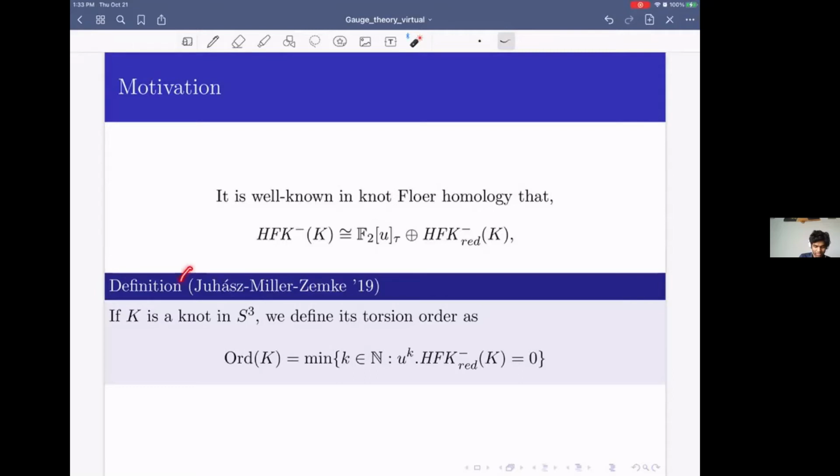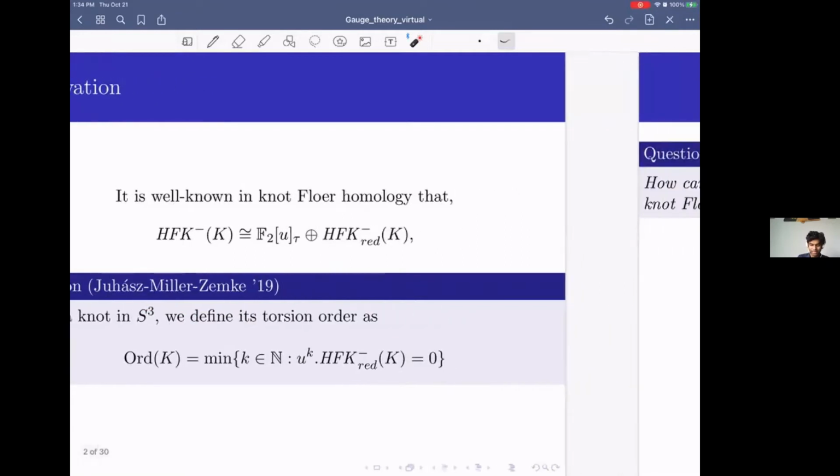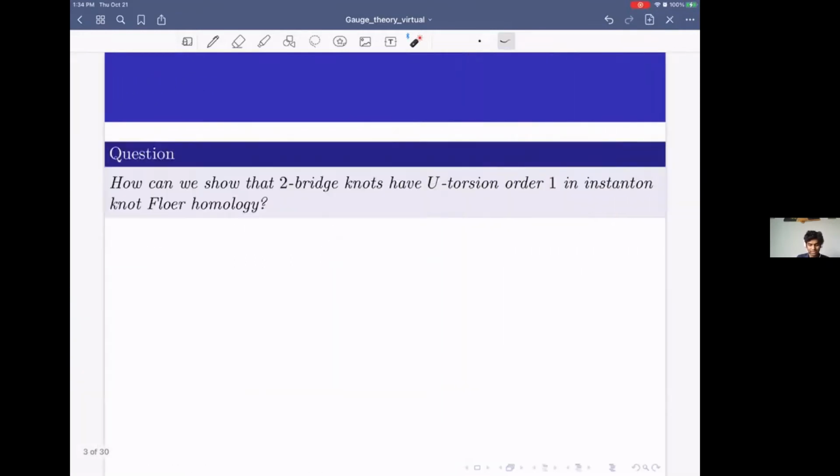In the paper by Ghosh, Miller, and Zemke, they define this invariant called the U-torsion order. It is exactly what you think: the minimum K in N such that U^K annihilates all of this torsion stuff. Now, in the instanton Floer setup, I was interested in this question: how can we show that two-bridge knots have U-torsion order 1?